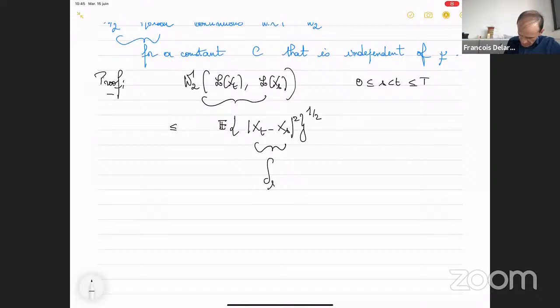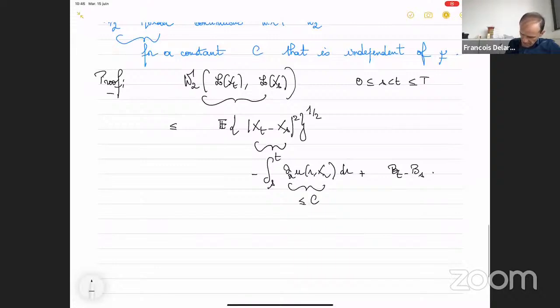It's going to be the integral from s to t of minus ∂x u(r, X_r) dr plus B_t minus B_s. Don't worry about the fact that there is a solution to the equation for X. I said this yesterday: the simple fact that the ∂x u is bounded is going to enforce existence and uniqueness of a solution. These are all results by Veretennikov. But here you can also use directly the fact that ∂x u is certainly Lipschitz if you have a very strong solution to the HJB equation. So there is no problem with this.